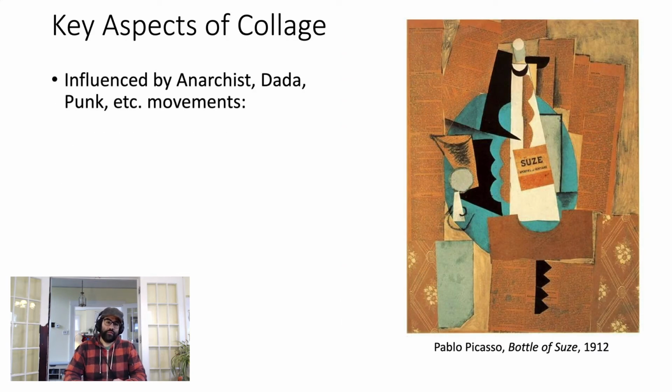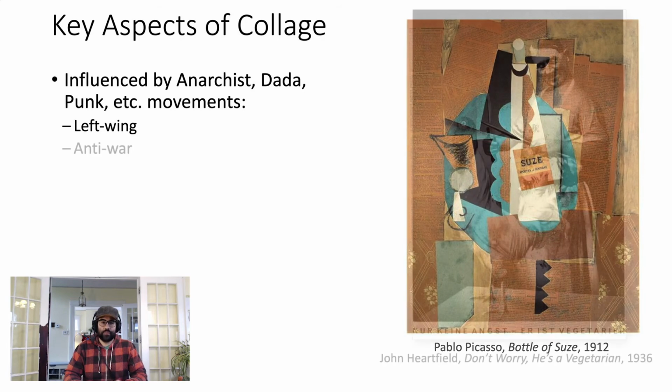Although collage has a rich and varied history, some of its heaviest influences include ideas from the anarchist, Dada, punk, and other movements. These ideas include a focus on being left-wing and sympathetic to common people. Believe it or not, that actually comes through in this example by Pablo Picasso, where a composition depicting a bottle of liquor and a glass also contains legible newspaper clippings detailing wartime cholera epidemics and political protests.